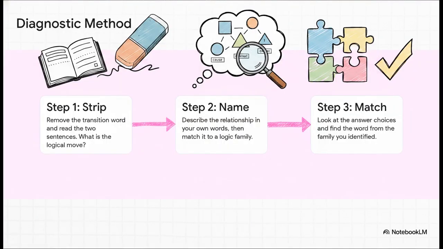The way to do this is with a system. Don't just guess. Here's the method. First, just mentally delete the transition word that's there. Read the two sentences back to back and ask yourself, okay, what is the logical move the writer's making here? Is it a cause and effect? Is it an example? Name it. Say it out loud if you have to. And only then, after you've made your diagnosis, do you look at the answer choices to find a word from the family that matches what you found. That discipline makes all the difference.